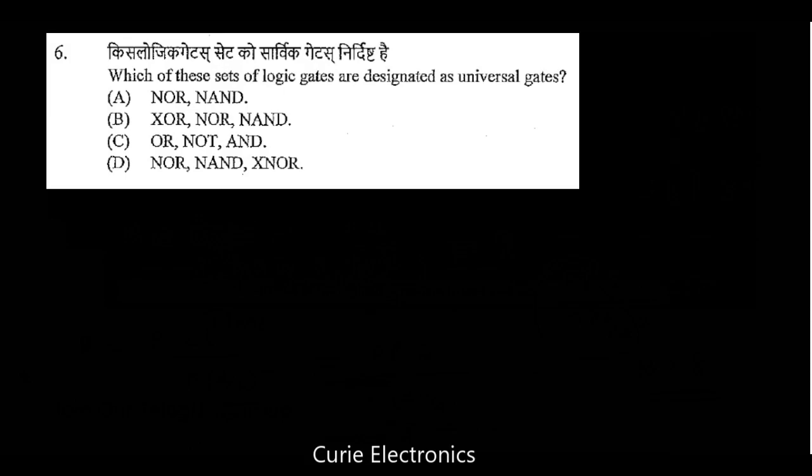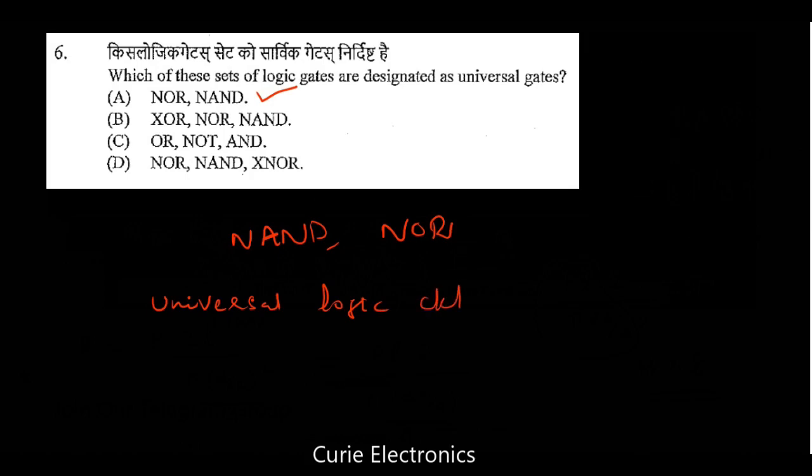Which of these sets of logic gates are designated as universal gates? So NAND gate and NOR gate are known as the universal gates. So option A is the right answer, NOR and NAND. There is one more question related to a universal logic circuit. That is the multiplexer, which is known as the universal logic circuit.